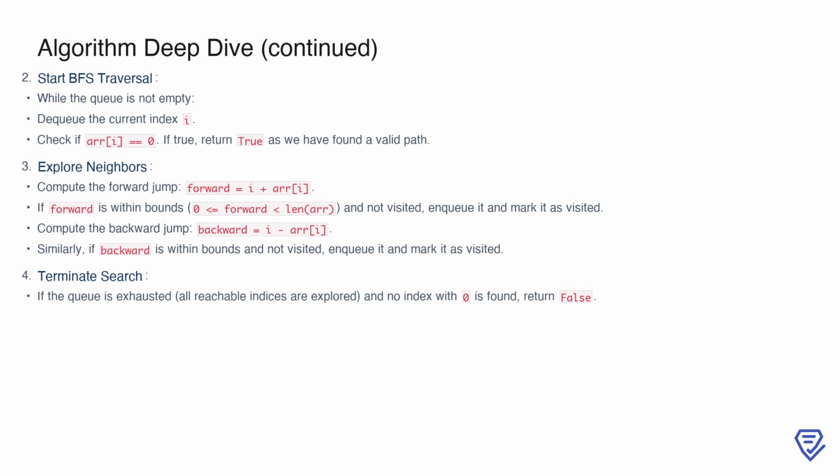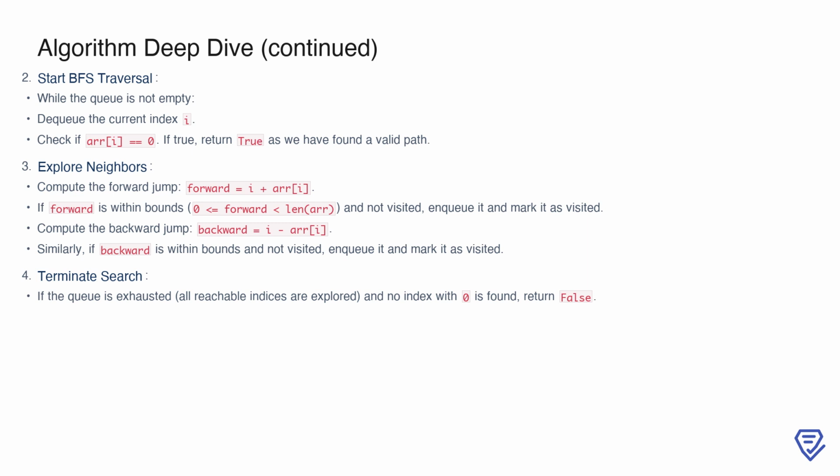While the queue is not empty, we dequeue the current index I to process it. The first thing to check is whether ARR[I] equals 0. If it does, we've successfully found a path to a 0, and we return true. If not, we compute the possible jumps from I. To jump forward, we calculate forward equals I plus ARR[I]. If this index is within bounds and hasn't been visited yet, we enqueue it and mark it as visited. Similarly, to jump backward, we calculate backward equals I minus ARR[I].